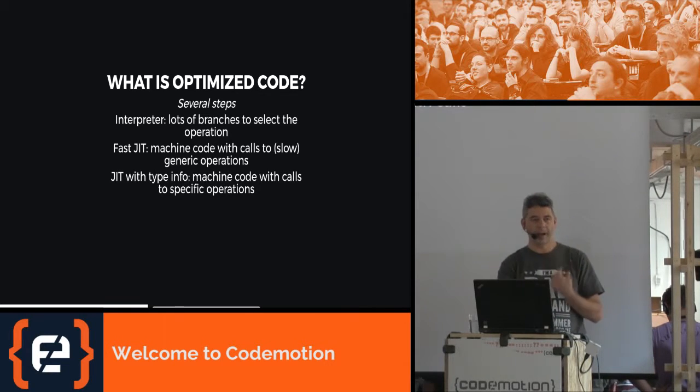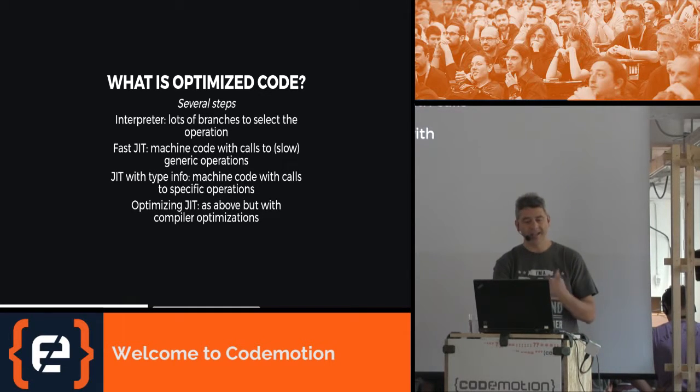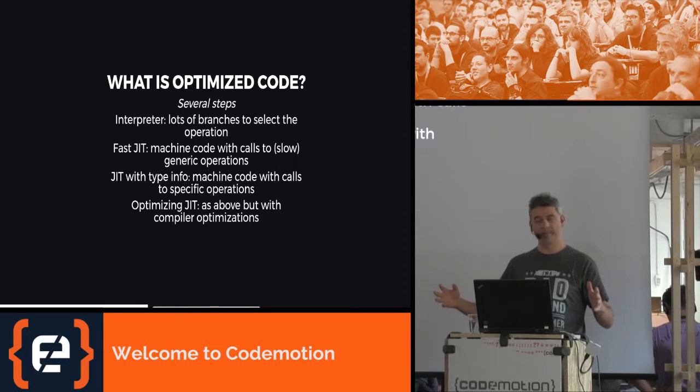Then you can have a JIT compiler which tries to use type info. So it produces machine code to specific operations tailored at how this JavaScript is done. So this is getting better. And then you can have an optimizing JIT compiler, which is as above. So it produces machine code which uses specific operations, which means just a handful of machine code instructions per JavaScript operation, and looks at the big picture and does a huge amount of optimizations on the whole algorithm, things that compiler technology can do. Why don't we always do this?